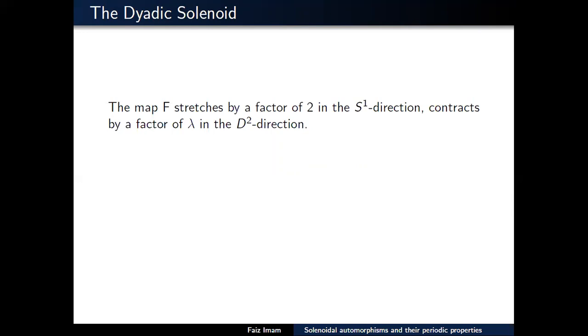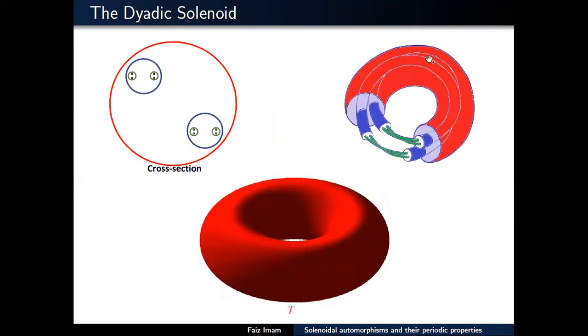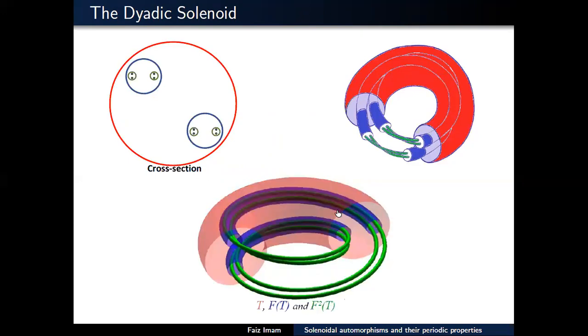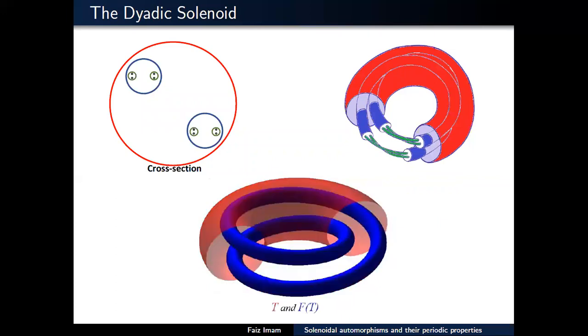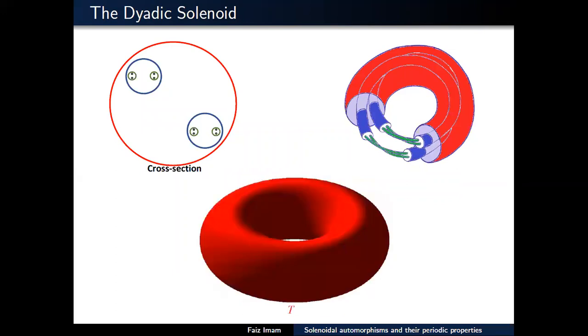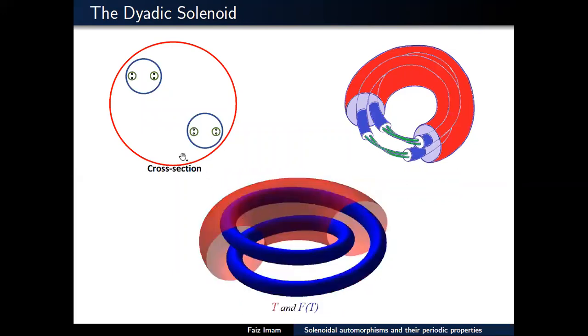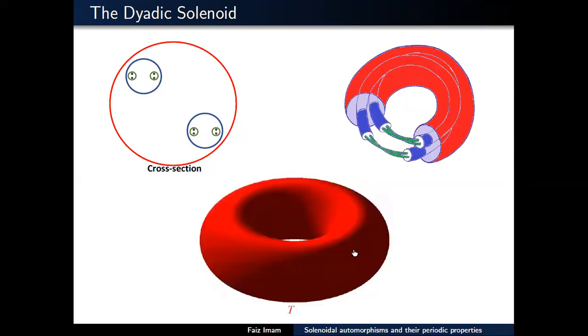I think if I show you how the cross section of the geometry looks, you'll be able to understand it more. What is happening is that F wraps the image inside T. So let's go to the picture. If you observe, you have T, the first donut, then F of T, the second donut, wrapped twice. And then you have F squared of T, wrapped again twice. This is how the cross section will look on the top left. So this goes on and on.